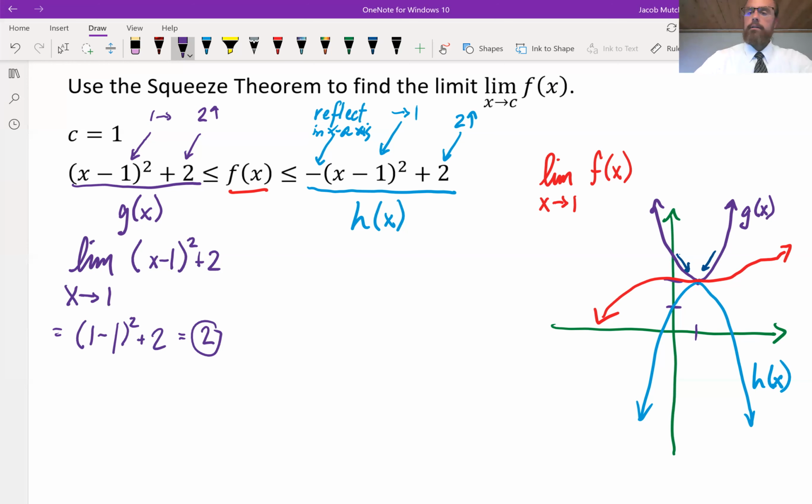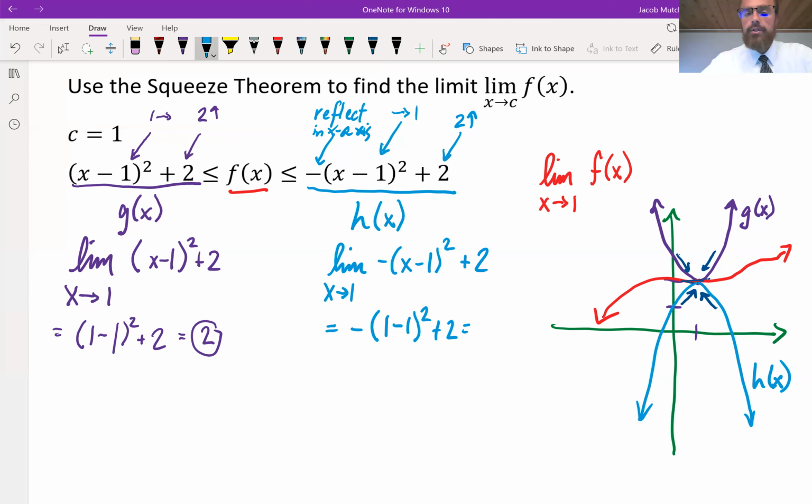I also think the same is the case for the blue one. As x approaches 1 from the left and from the right, the y value there is the same. It looks like 2. So let's see if that algebra is also supported. The limit as x approaches 1 for this blue h of x is negative (x minus 1) squared plus 2. So again, I'm going to directly substitute 1 for x. So that's negative (1 minus 1) squared plus 2. And the negative sign doesn't do much because 1 minus 1 is still 0. 0 squared is 0. Negative 0 is 0. 0 plus 2 is 2.